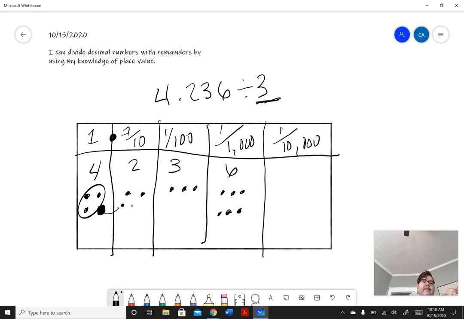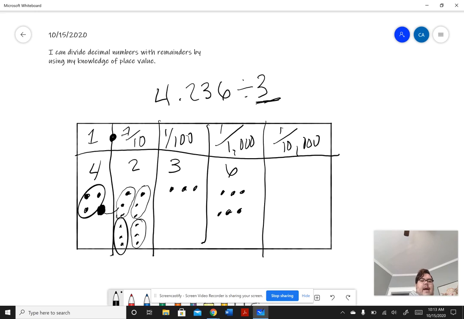So 1 one would mean I have 10 of these: 1, 2, 3, 4, 5, 6, 7, 8, 9, 10. So sorry about that jump cut. We've taken this 1 and broken it up into tenths: 1, 2, 3, 4, 5, 6, 7, 8, 9, 10. Now let's look for groups of 3. Here's a group of 3, here's a group of 3, here's a group of 3, and here's a group of 3.